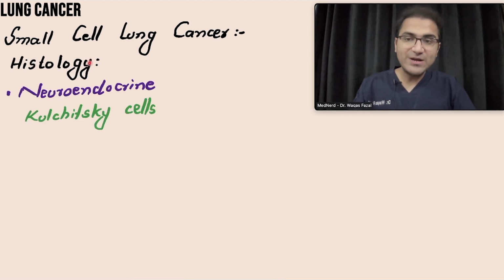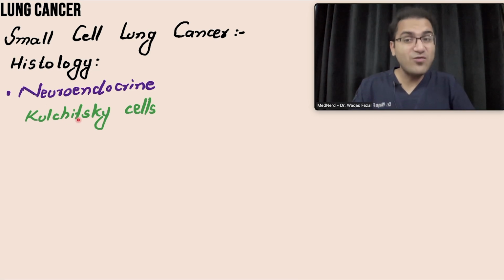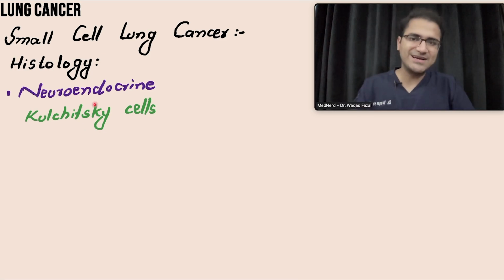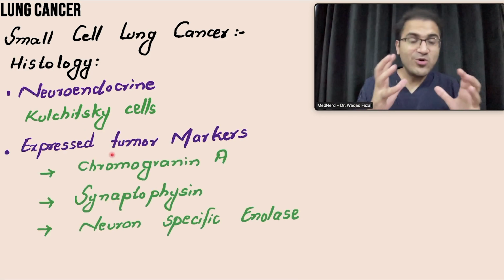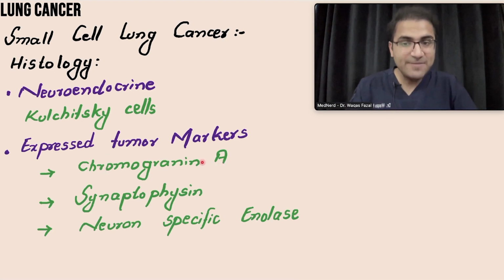On histology, you will find a picture of neuroendocrine cells that are called as Kulchitsky cells. I will show you the picture of Kulchitsky cells. That's the classical picture of neuroendocrine tumors. And on step 1, they often ask you that a patient is having, they will show you a picture of Kulchitsky cells and they will tell you there is a neuroendocrine tumor. And remember, the most important neuroendocrine tumor in the lung cancer is small cell lung cancer. And these neuroendocrine tumors express certain tumor markers, and those tumor markers are chromogranin A, synaptophysin, neuron specific enolase. So these tumor markers will also be positive, and there will be a picture of Kulchitsky cells.